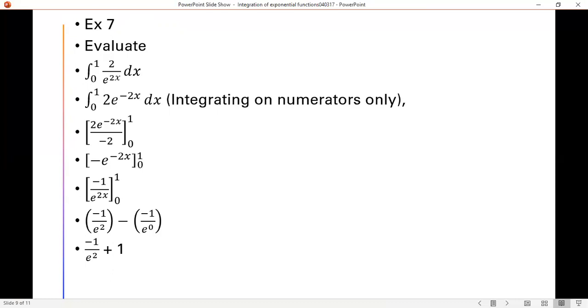So I repeat, e to the power of 0 is 1. Minus 1 upon 1 is minus 1. And the minus outside gives a plus. So as you can see, it's very easy. I repeat, when you have limits, first thing, you need to integrate, and then replace the higher limit minus the lower limit.